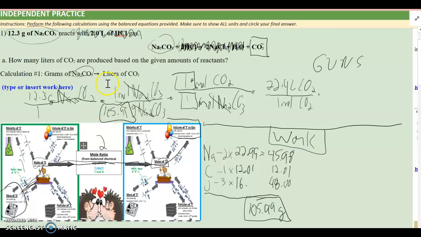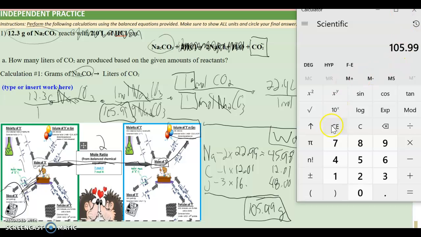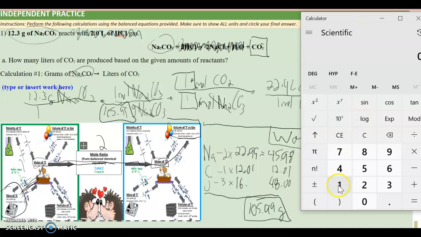So now I have to do this math. I'm going to multiply this entire top, get an answer, multiply the entire bottom, get an answer, and then divide. I recommend doing it that way so you don't make an order of operations error. So let's see, what do we have? I got 12.3 times 1, times 1, so I'm not going to put those in, times 22.4. Alright, and that equals 275.52.